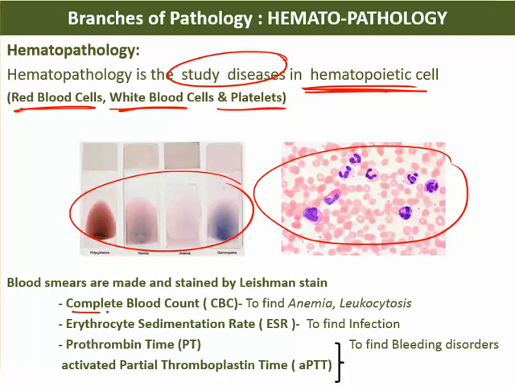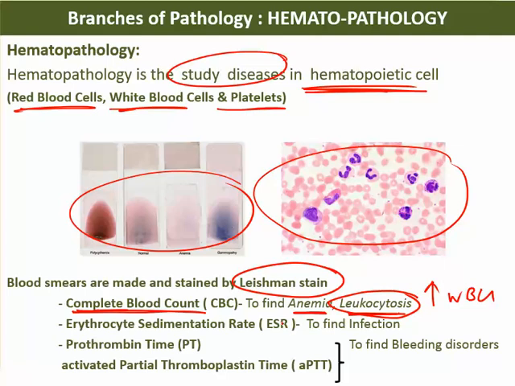So the complete blood count. Here we use a stain, Leishman stain, and we do the complete blood count to identify anemia and leukocytosis. Leukocytosis means what? An increase in WBCs. If the erythrocyte sedimentation rate is increased, then there is an infection or inflammation. Prothrombin time or activated thromboplastin time and others we do for identifying bleeding disorders, whether the patient has any bleeding disorder. So these are the tests we do in hematopathology. Some of the tests I mentioned here.